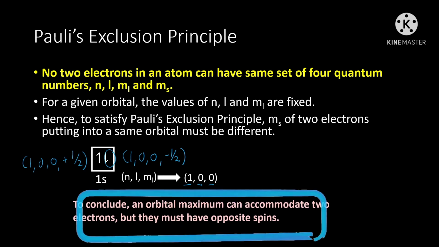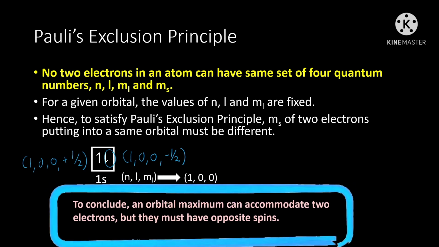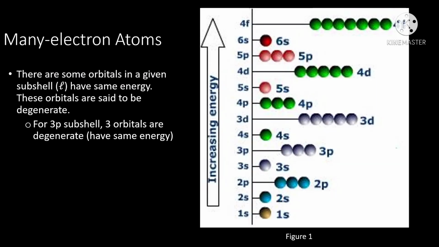So to conclude, an orbital can accommodate a maximum of 2 electrons. When 2 electrons occupy the same orbital, they must have opposite spinning direction. There are some orbitals in a given subshell that have the same energy, and these orbitals of the same energy level are said to be degenerate orbitals. For the 3d subshell, for example, there are 5 orbitals that are degenerate, of the same energy level.